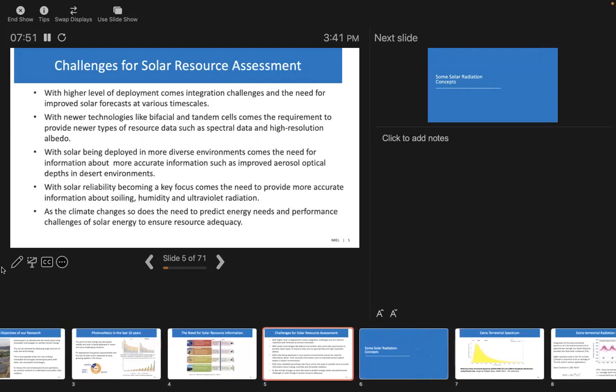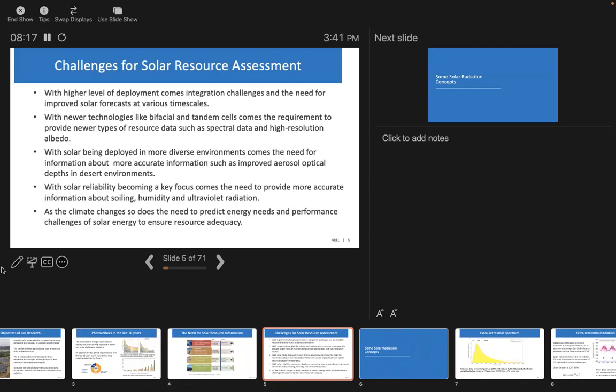What are the current challenges? I'll talk about other things too, but as I mentioned, there are higher levels of deployment, a lot of solar, so now it's variable. How do you integrate it into the grid? You don't want your lights to go off or flicker because the clouds came over the sun. And if you have, say, 50% solar and suddenly there's a drop in generation, how do you handle that? That's a big question.